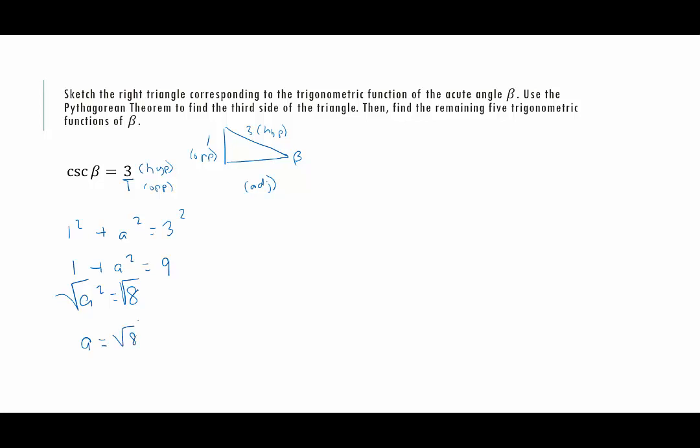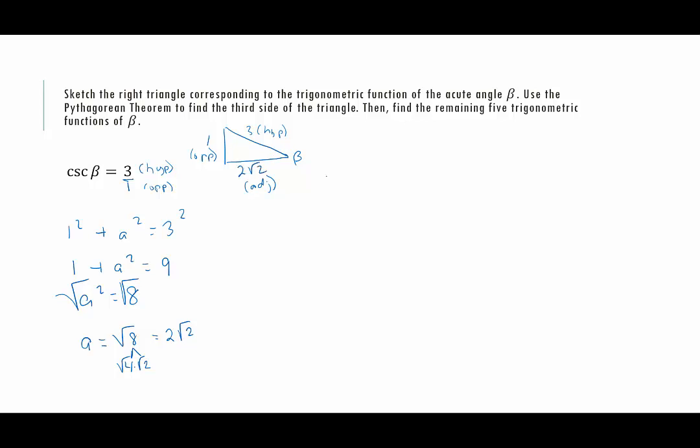Before I go any further, 8 does have a perfect square factor. So before I insert this into my triangle, I'm going to simplify the square root of 8. 8 is 4 times 2, and 4 is a perfect square. So we can rewrite this as the square root of 4, which is 2, times the square root of 2, which is the square root of 2. Okay, so my adjacent side is 2 radical 2.